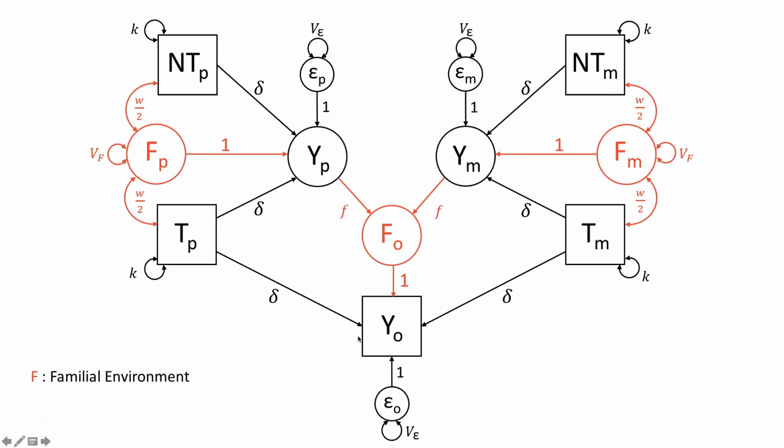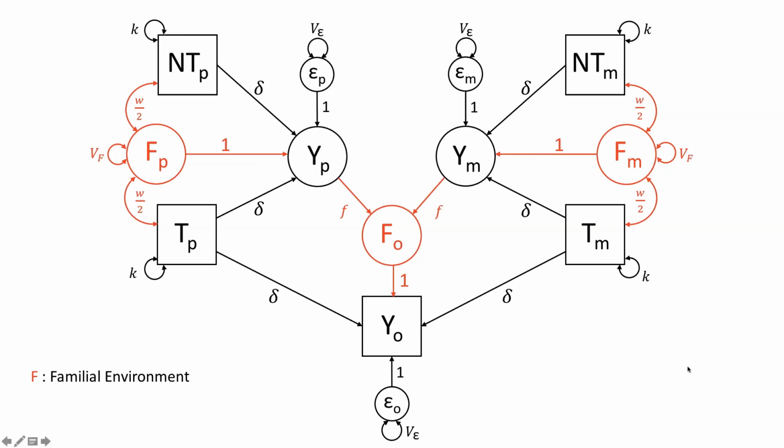So like I said, these Fs represent each person's familial environment. That is the environment in which they were raised. So we have the offspring's rearing environment, which you can see is shaped by the parental phenotypes. And these parental phenotypes are in turn influenced by the environments in which they themselves were raised. So we got the mother's familial environment and the father's here.